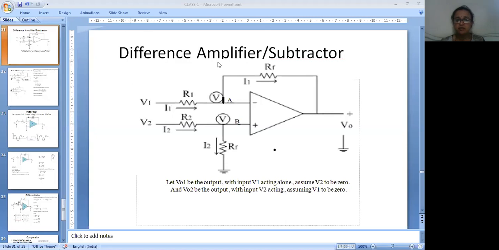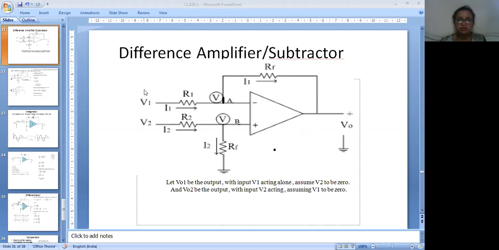So today I'm going to deal with one more application that I call a subtractor or the difference amplifier. It is going to find the difference of the two inputs, or it is going to perform the subtraction operation. That is, as we do C is equal to A minus B. Okay, so here V0 is equal to V2 minus V1. So it is performing the subtraction operation.